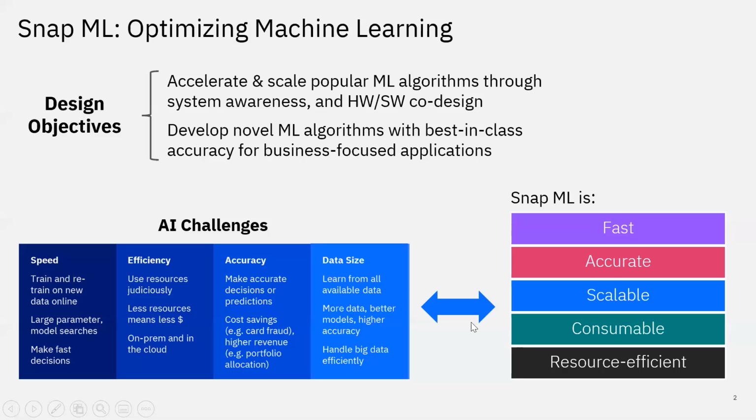Next slide. So SnapML, which is short for Snap Machine Learning, is a library for optimized machine learning, and it has been designed with two main objectives in mind. First, to accelerate and scale some of the most popular classical machine learning algorithms, accelerate the training and the inference of those through awareness at the system level. And second, to develop novel machine learning algorithms that provide best-in-class accuracy, in particular for applications at the business level.